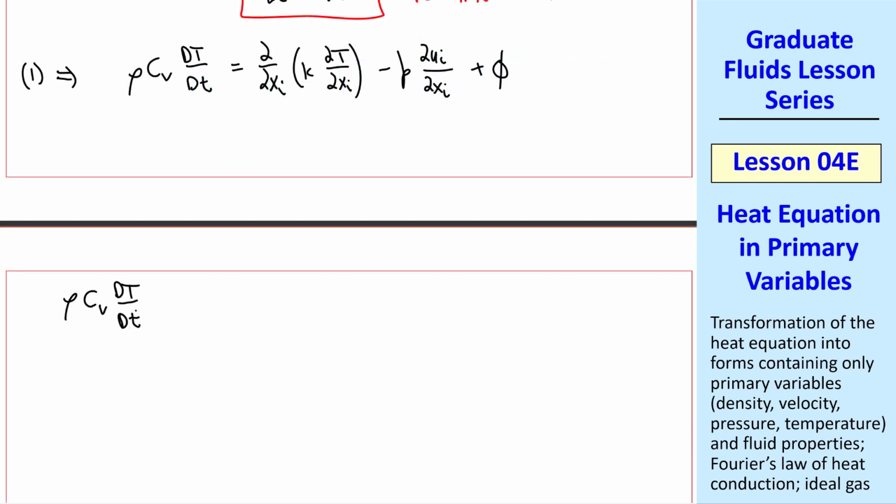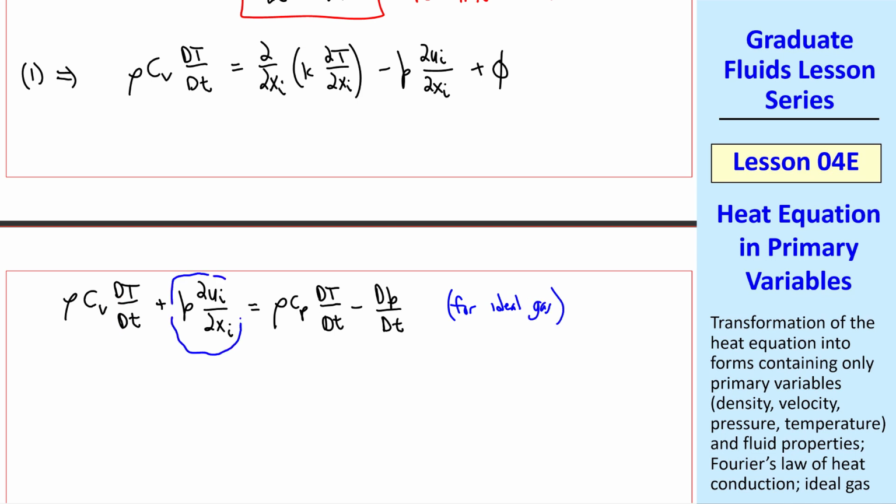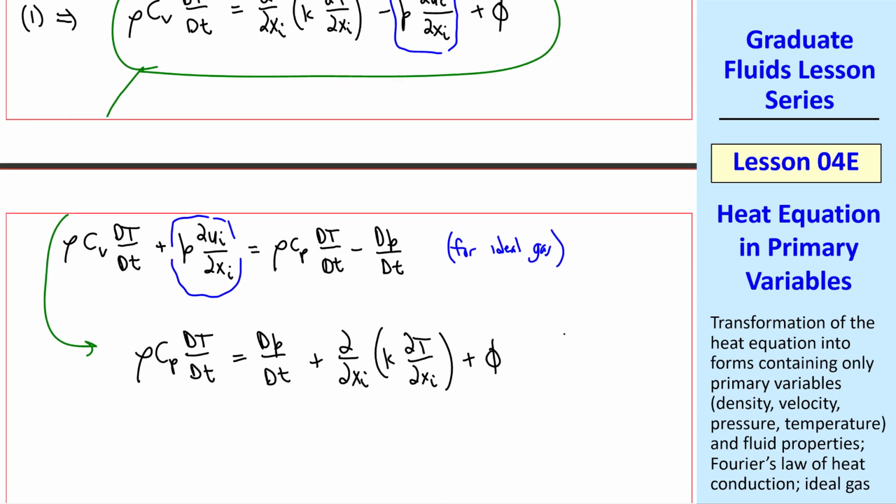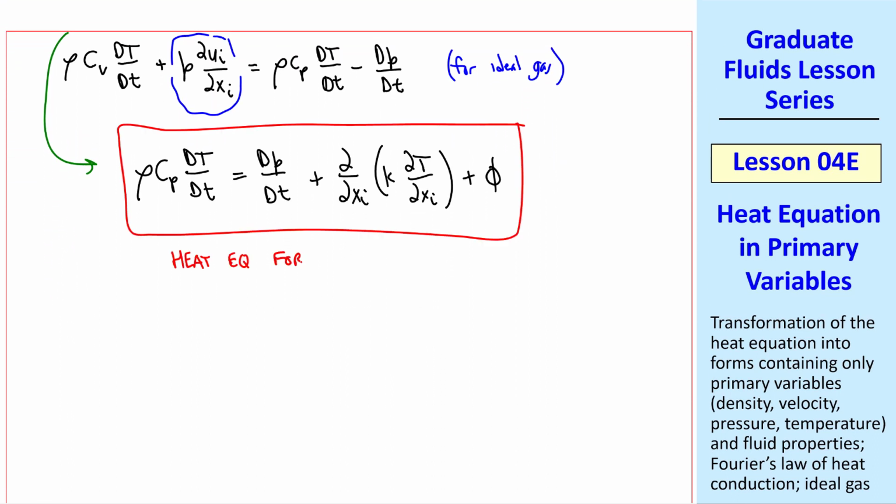You can show, which I like to say on some cold rainy night, that rho Cv DT/Dt plus p del ui/del xi equals rho Cp DT/Dt minus Dp/Dt. Notice that these three terms have material derivatives, and this is valid, of course, for an ideal gas. Why did I do this? Well, you can see that this term is the same as this term, so this equation becomes rho Cp DT/Dt equals Dp/Dt plus del/del xi of k del T/del xi plus phi. This is now our heat equation for an ideal gas.